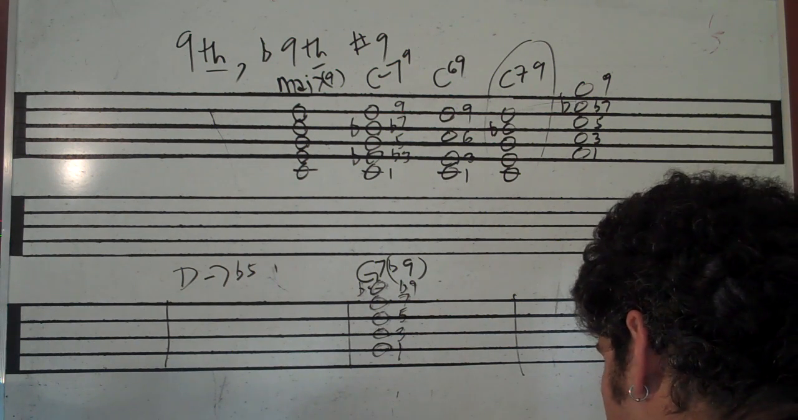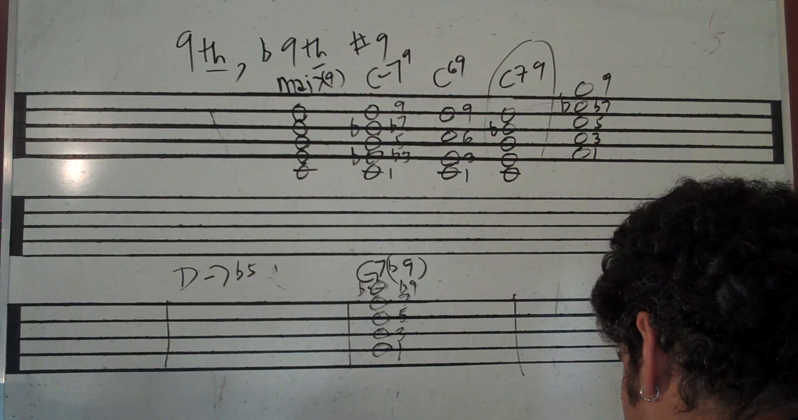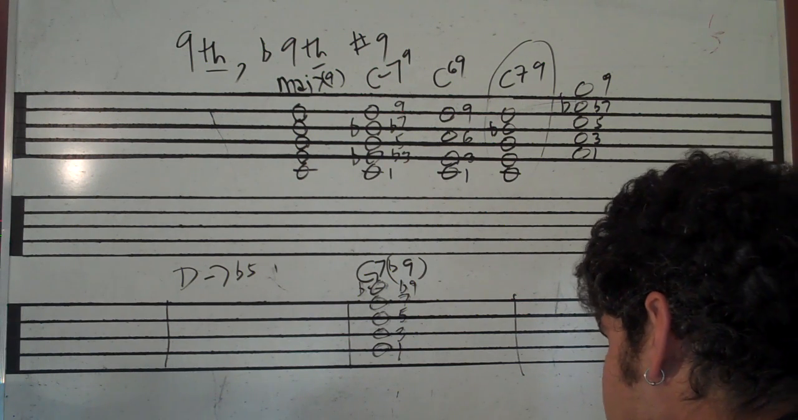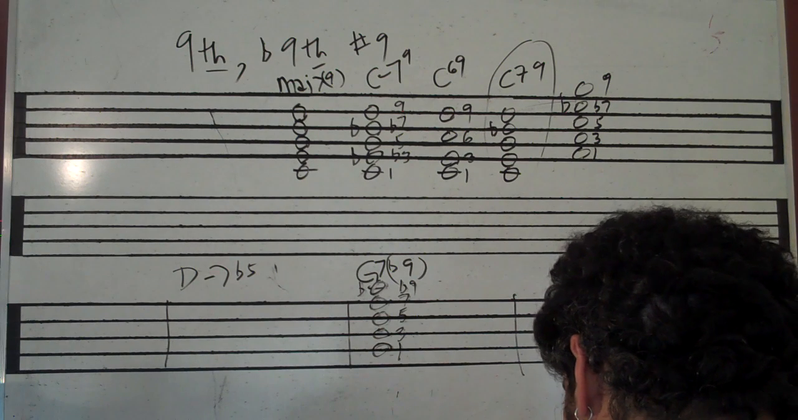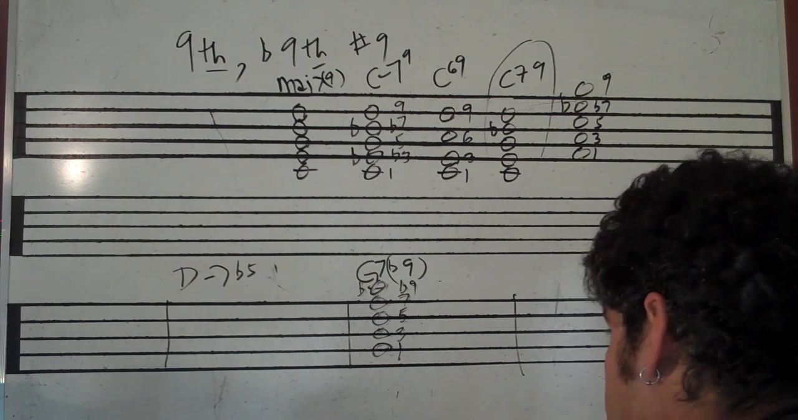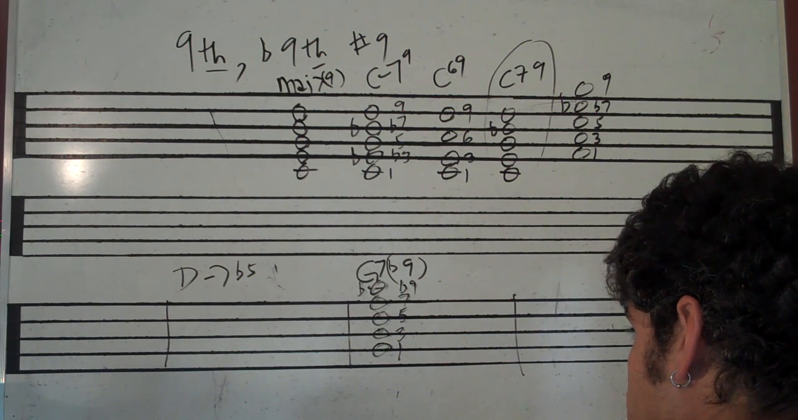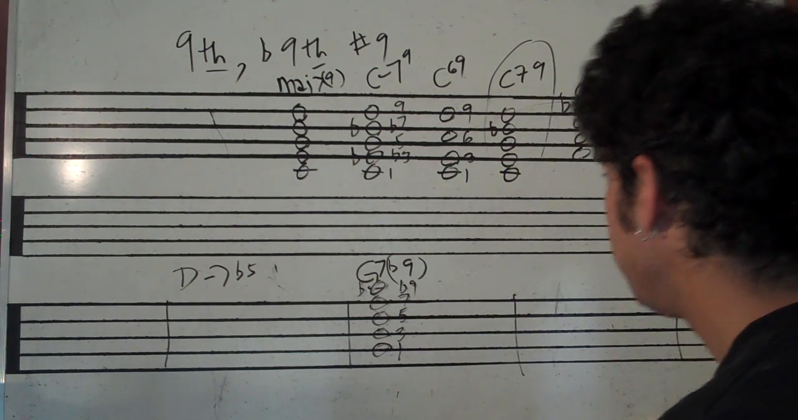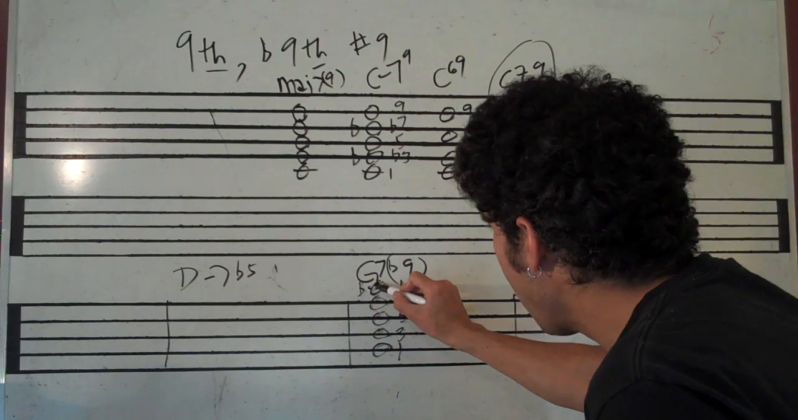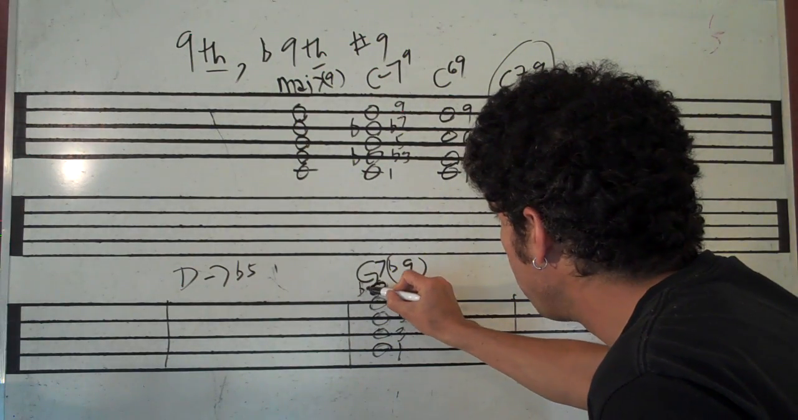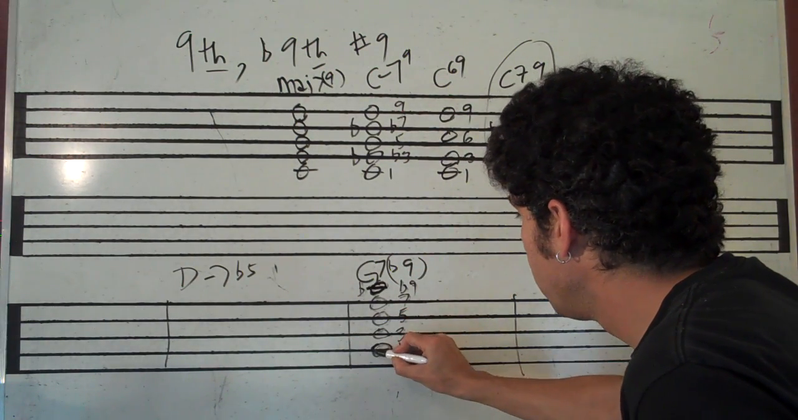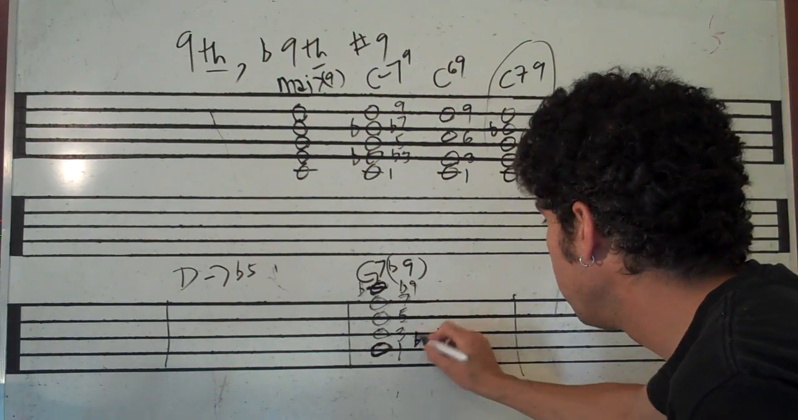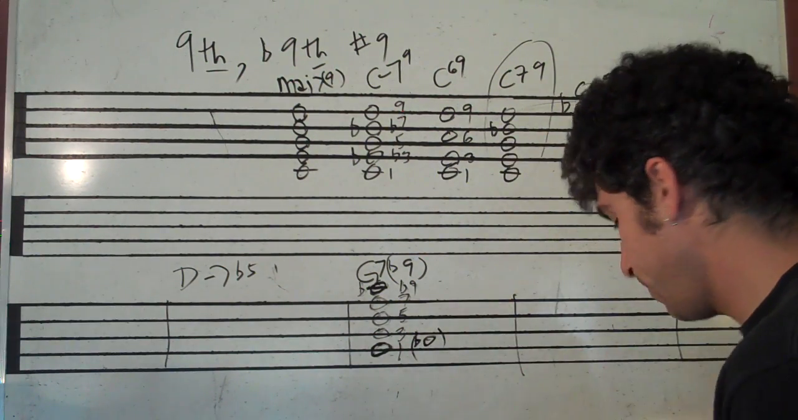Let's do another one. How about F7 flat 9? How about D7 flat 9? Okay, so notice that this A flat is a half step above the root. I mean, if you put it down here, same note, right?